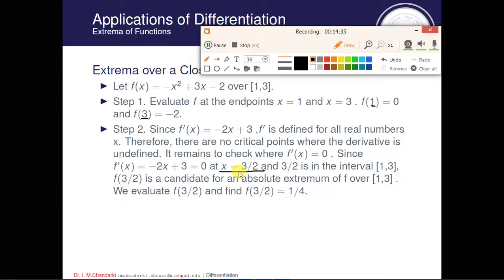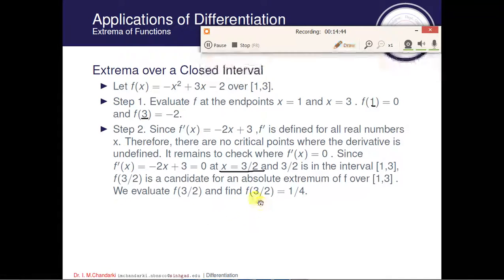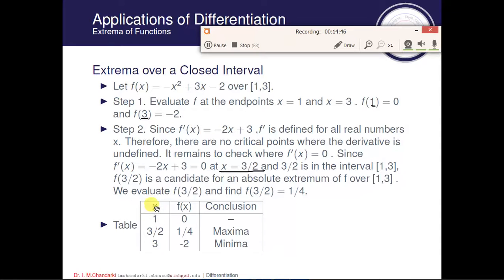Few may be maximum, few may be minimum. How do we recognize which one is maximum and which is minimum? You make a table like this. We have x values: x equal to 1 is the starting point, x equal to 3 is the end point, and 3 by 2 is the critical point. Let us find f of 1, which we already calculated as 0, f of 3 is minus 2, and f of 3 by 2 is equal to 1 by 4.